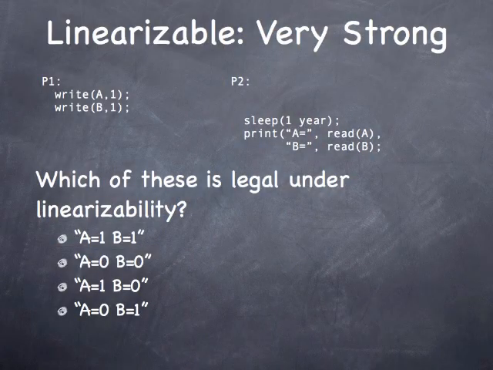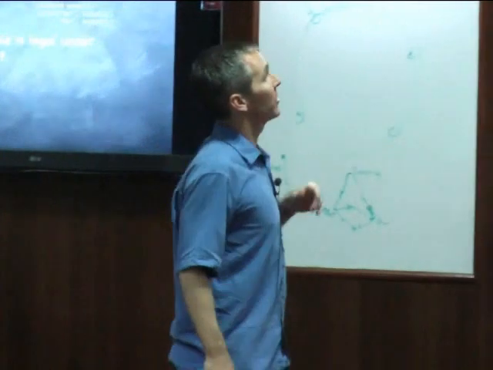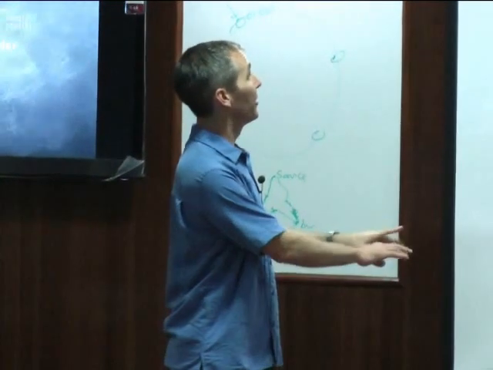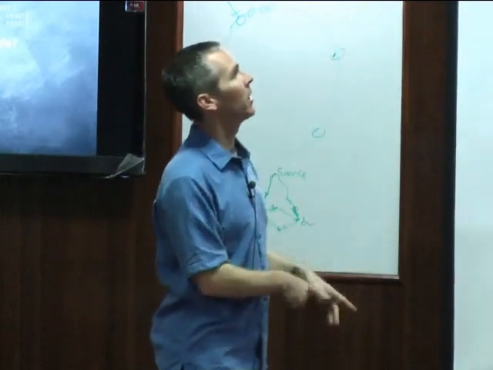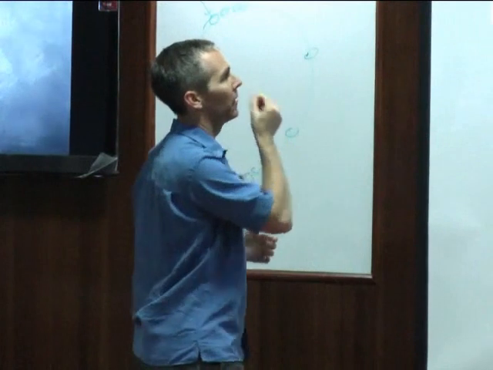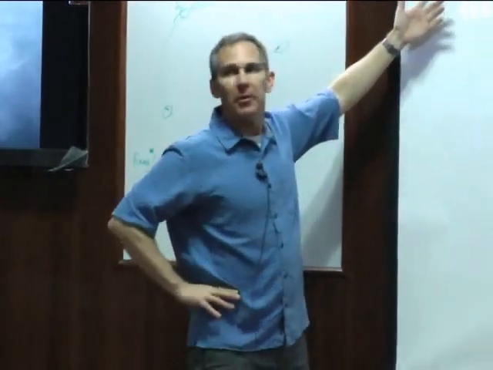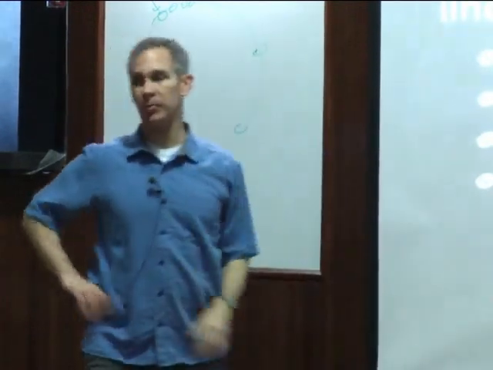So linearizability does give us some very strong guarantees. Assuming that I really do walk over to one machine, write A, write B, the machine says, yep, those are done, and then a year later I do read A and read B on some other machine, which is legal under linearizability. These can't happen, which is sort of what I would expect.